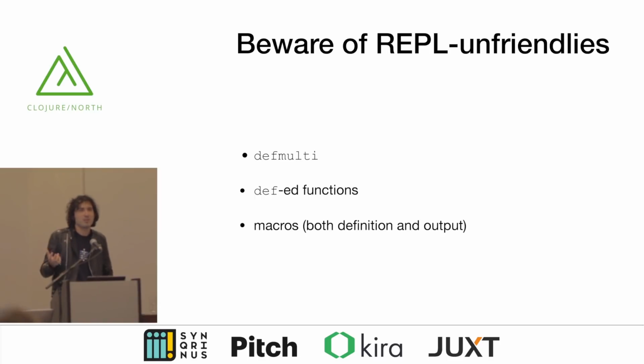So, of course, if you just reevaluate a defmulti in Clojure, it won't do what you would expect, because you'll still use the old dispatch function.